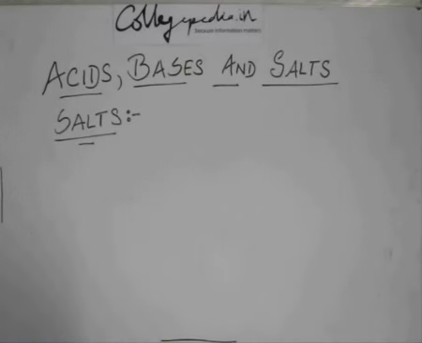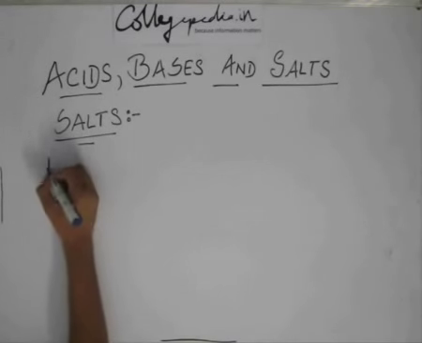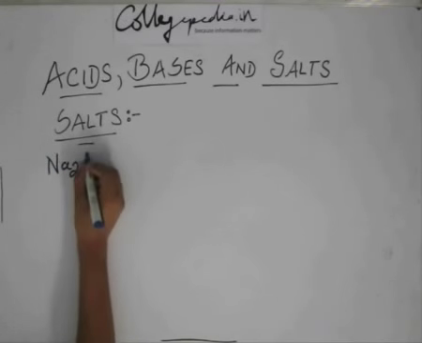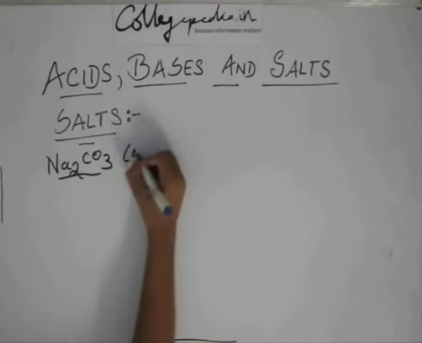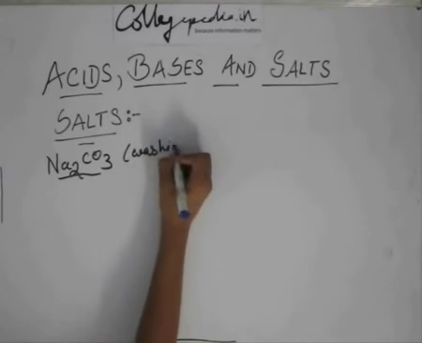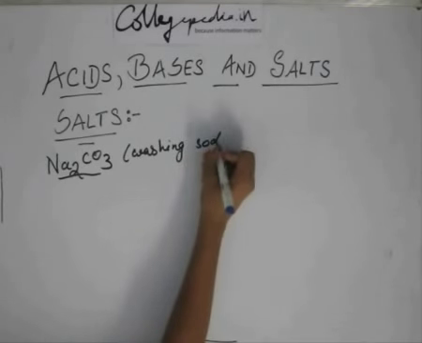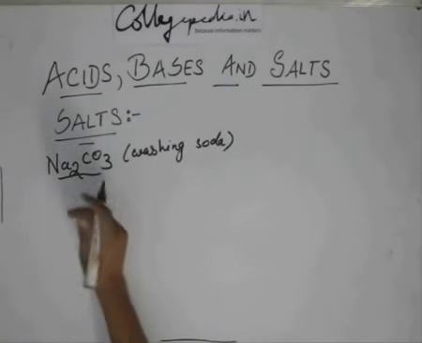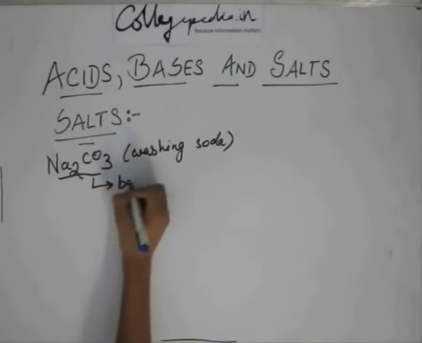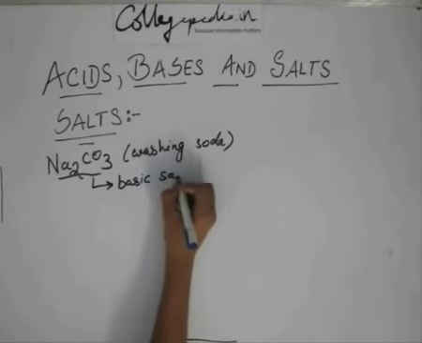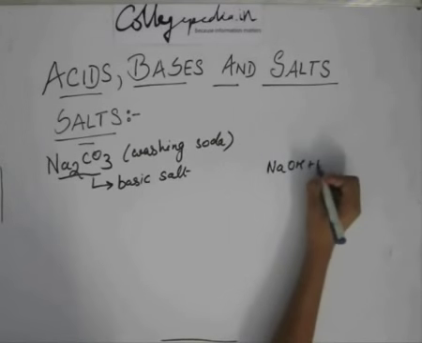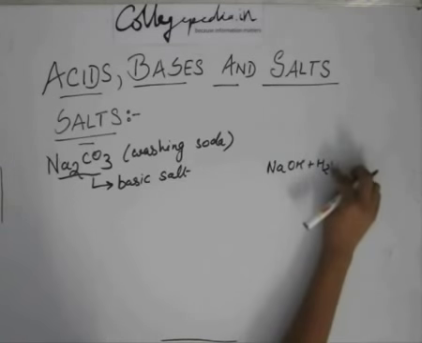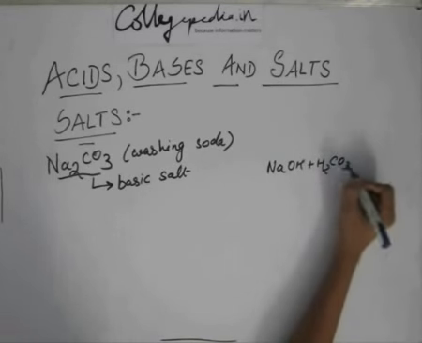Now we have another compound or salt, Na2CO3, which is washing soda. Na2CO3 is also a basic salt like NaHCO3. NaOH and H2CO3 give two products.